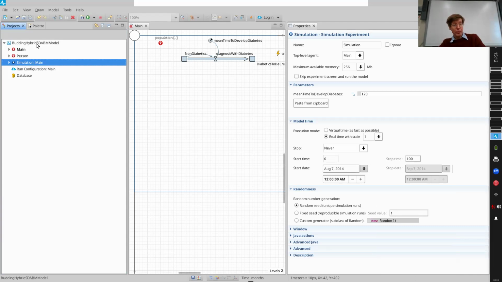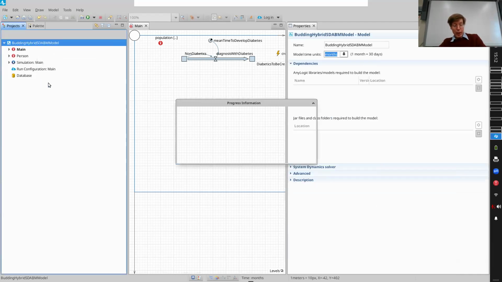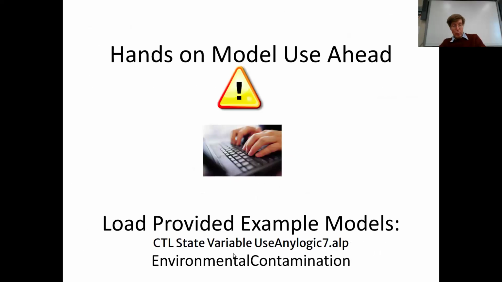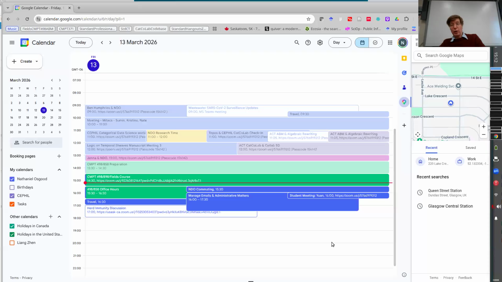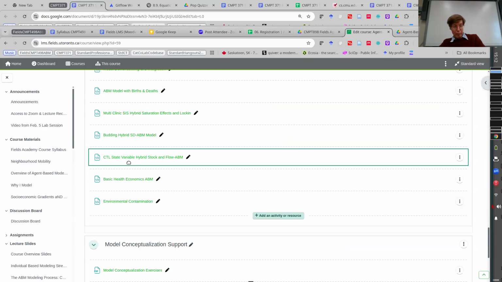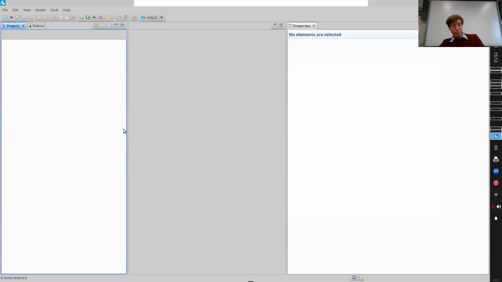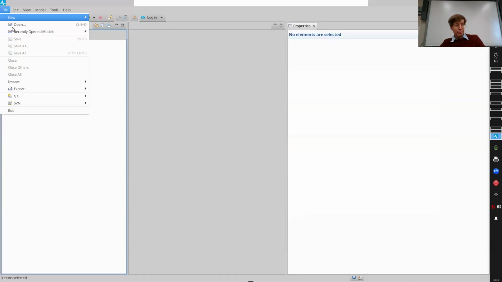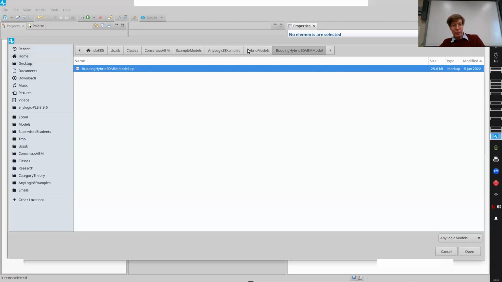Here we go. So we're going to close this one, and I'd like you to open up CTL state variable, use AnyLogic 7. I think for you folks, here it is, a CTL state variable hybrid stock and flow, and there's something comparable over on the U of S site. Look for a CTL state variable.